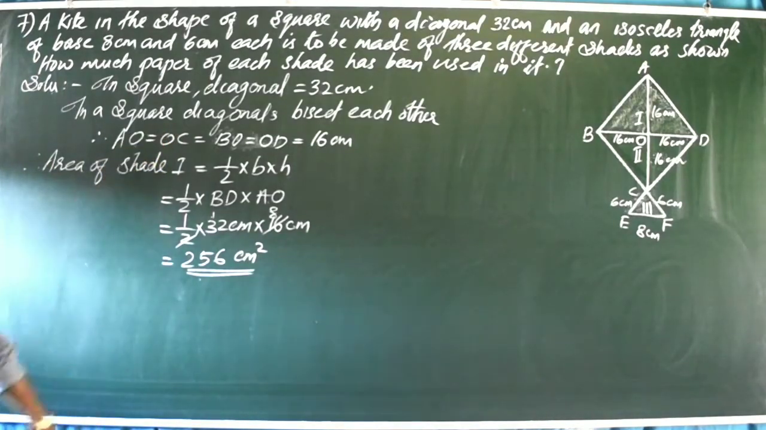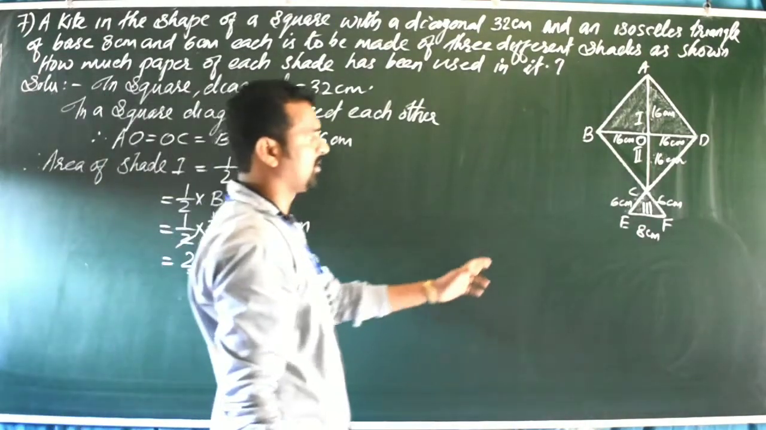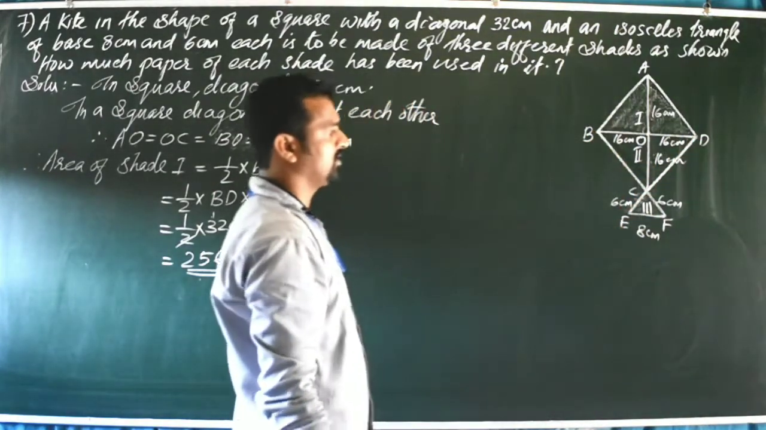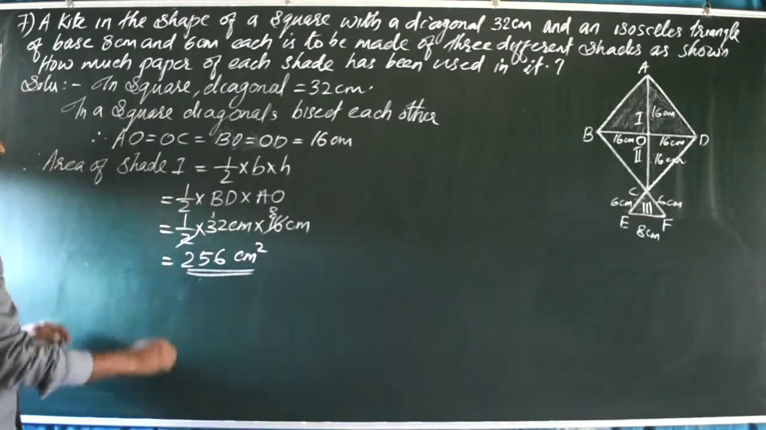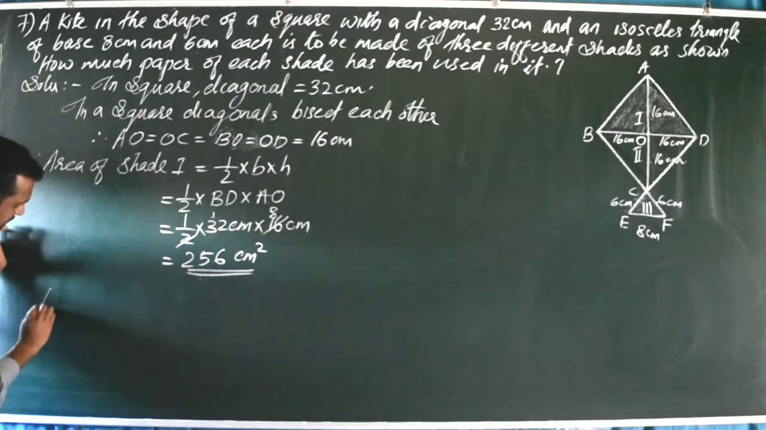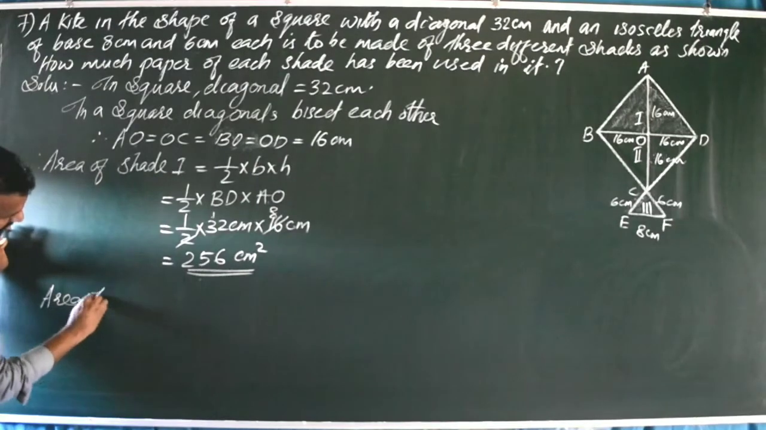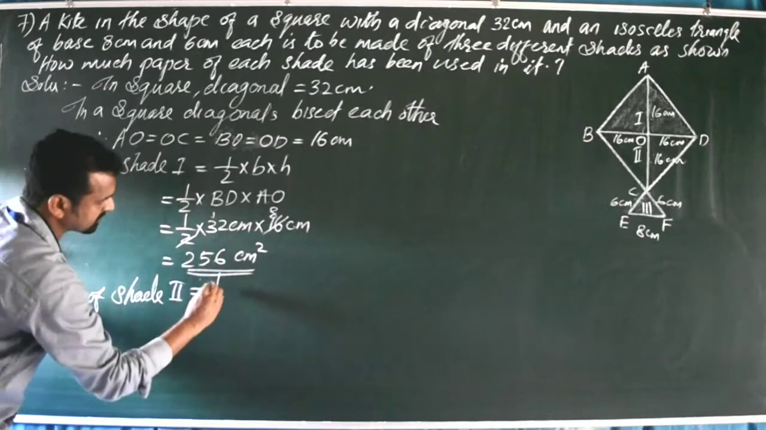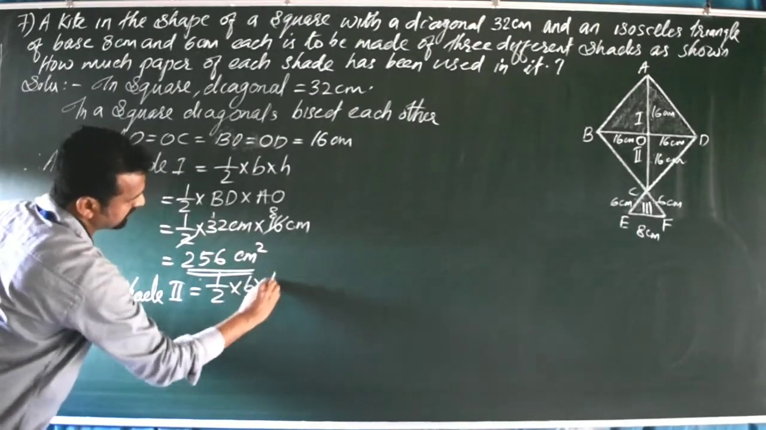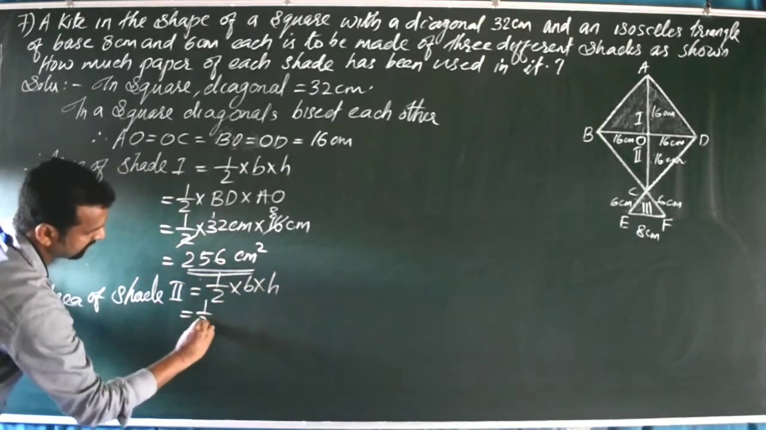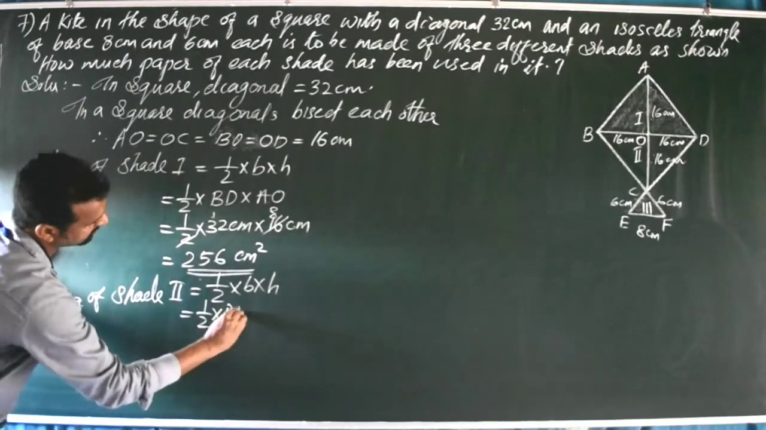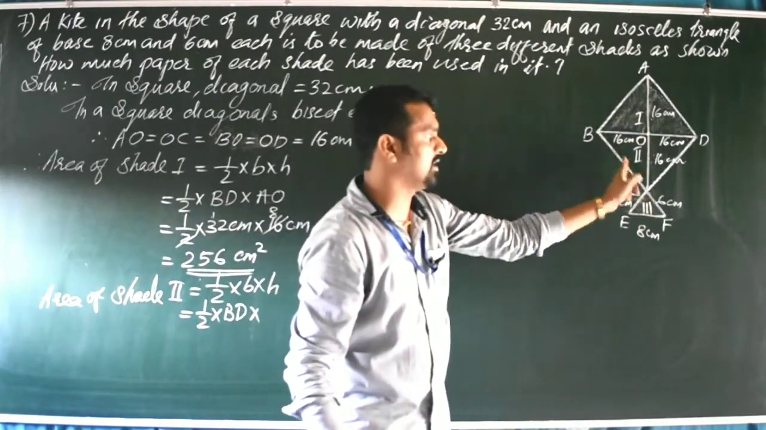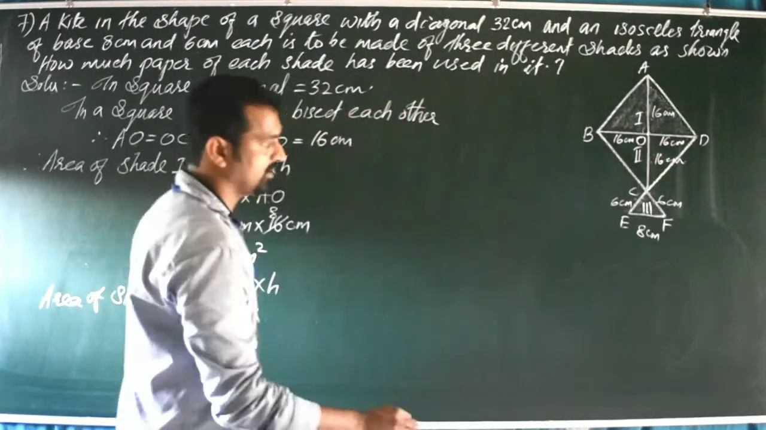Now we can find out area of shade 2. Shade 2 is also in the form of a triangle only. So using 1 by 2 into base into height, we can find out the area. Area of shade 2 is equal to, we can use the same formula, 1 by 2 into base into height, that is equal to 1 by 2 into base. Which one is the base? Yes, BD is the base, and the height is different here, that is OC is the height. BD is the base and OC is the height.